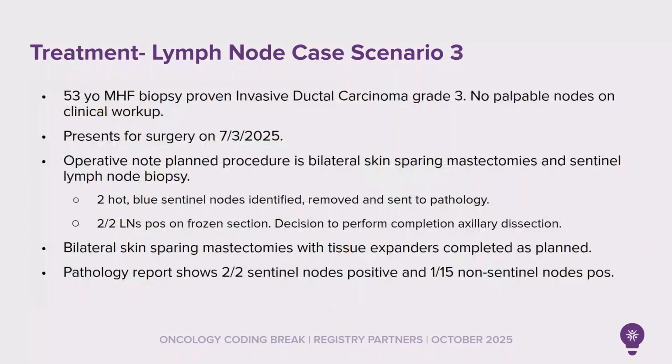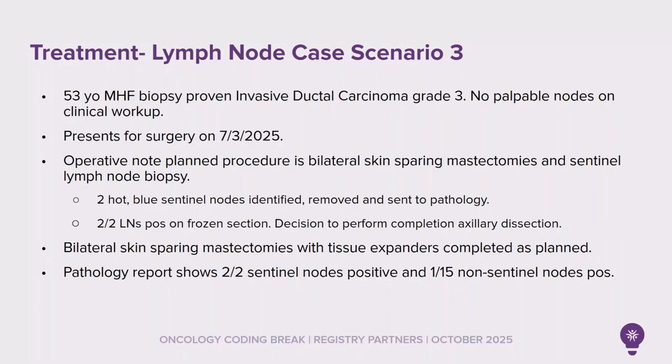Lymph node case scenario 3. 53-year-old married Hispanic female with biopsy-proven invasive ductal carcinoma, grade 3. No palpable nodes were found during clinical workup. She presents for surgery on 7/3/2025, and the operative note states that the planned procedure is bilateral skin-sparing mastectomies and sentinel lymph node biopsy. The detailed note states 2 hot blue sentinel nodes are identified, removed, and sent to pathology. Gross section showed that 2 out of 2 lymph nodes were positive. Decision was made to perform a completion axillary dissection.